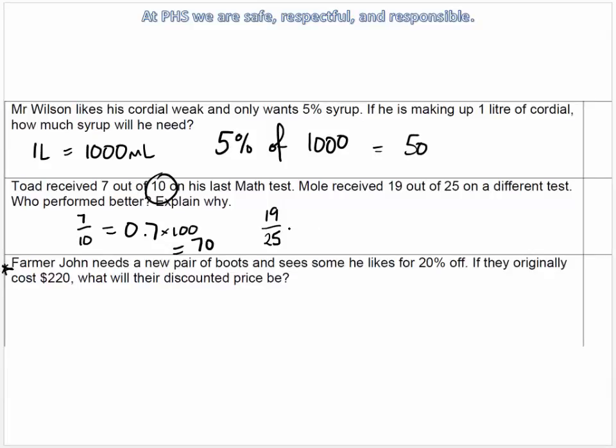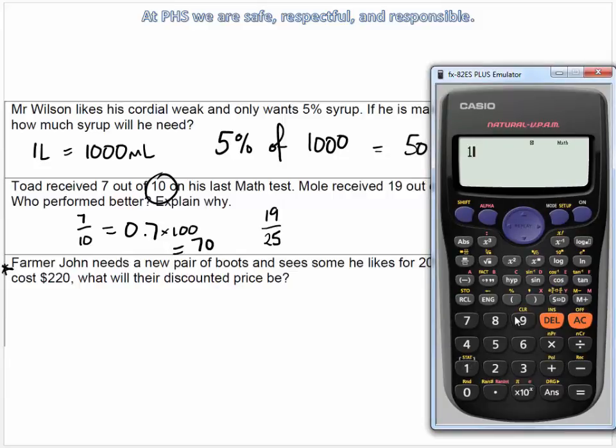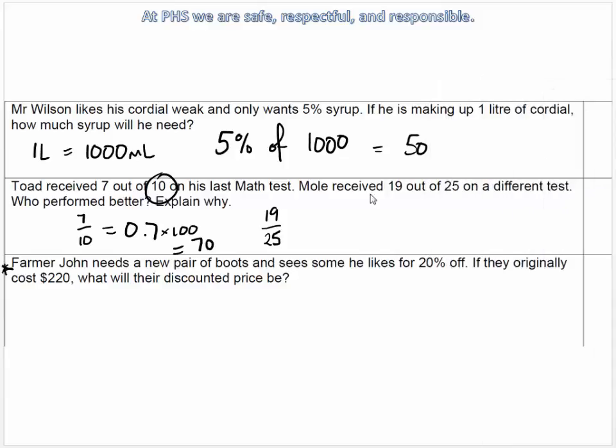Now, Mole, 19 out of 25. Let's do that. 19 out of 25 is 0.76. So that one is 0.76. And if you times that by 100, you would get 76%.